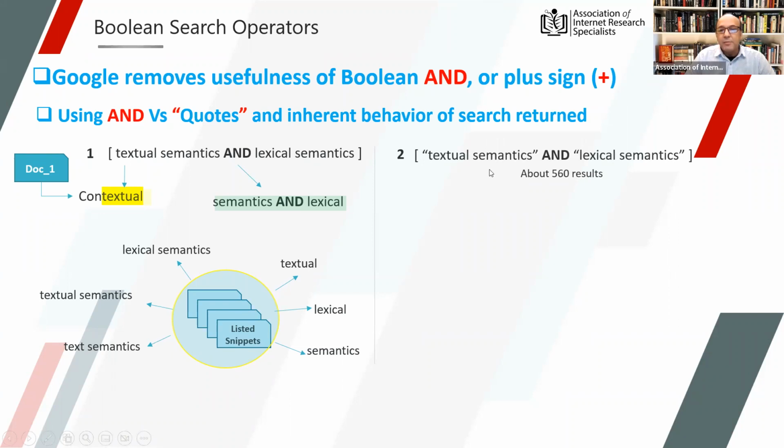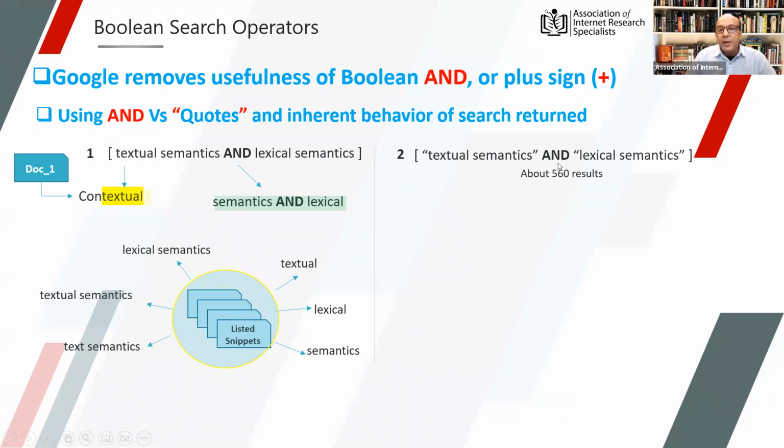In the next example, we have put both these terms within quotes. So what is this supposed to do? It is supposed to find the words textual semantics and lexical semantics in the same content pages it will be retrieving. Okay.